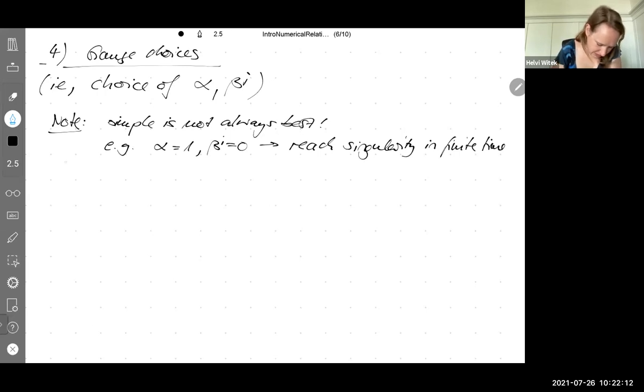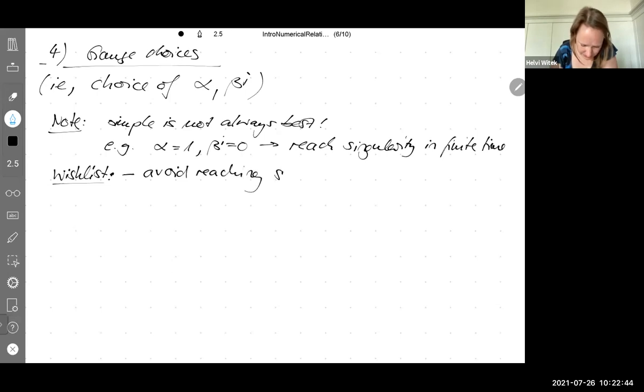Okay, so if I have to come up with a wish list of what these gauge conditions should be, because it's just a gauge choice, we have the freedom to specify lapse and shift. So what do I want? First of all, given the problem I just mentioned, I want something that allows me to avoid reaching the singularity. In numerical relativity, there are two main avenues for how we can do this.